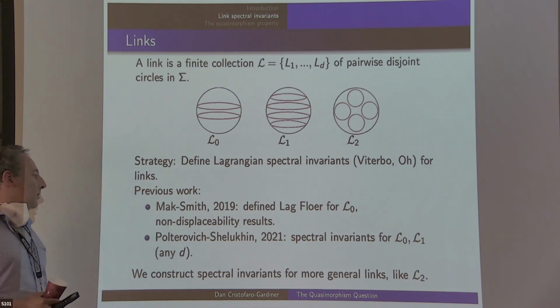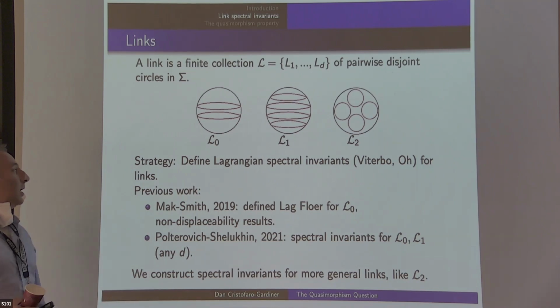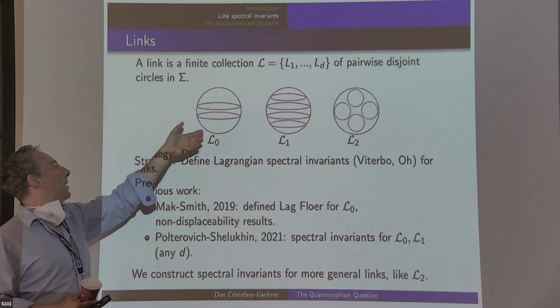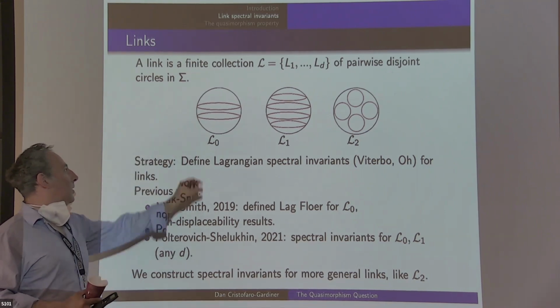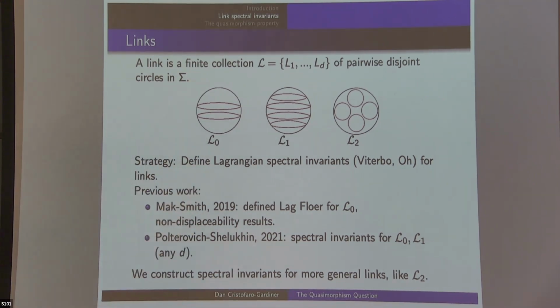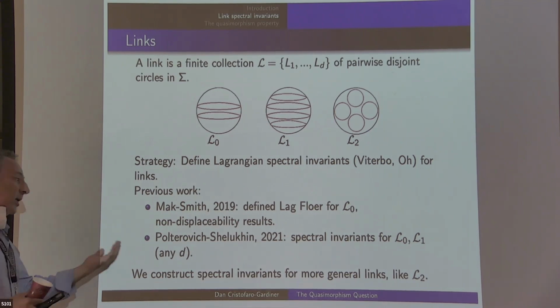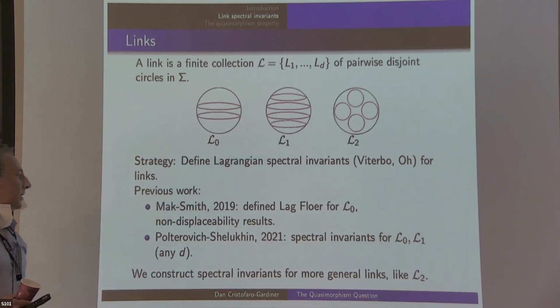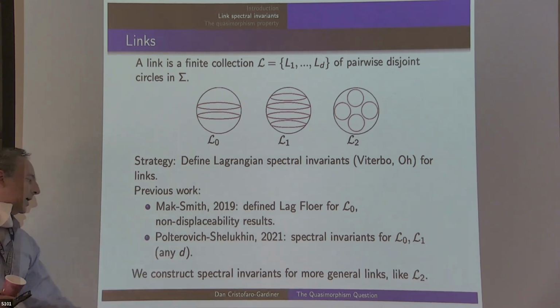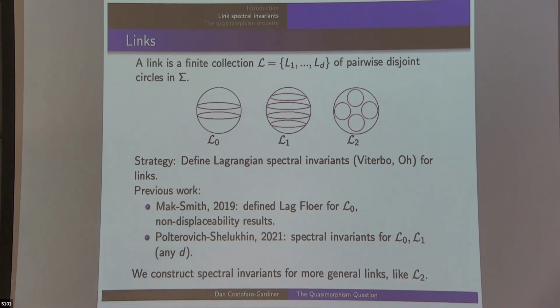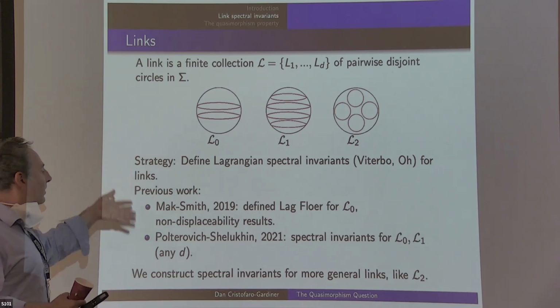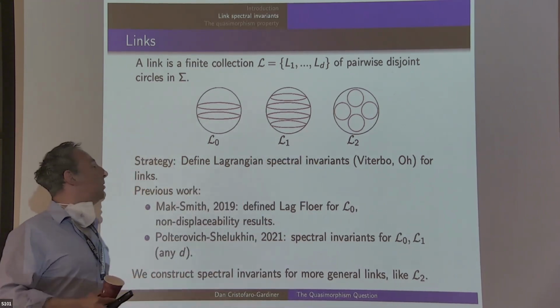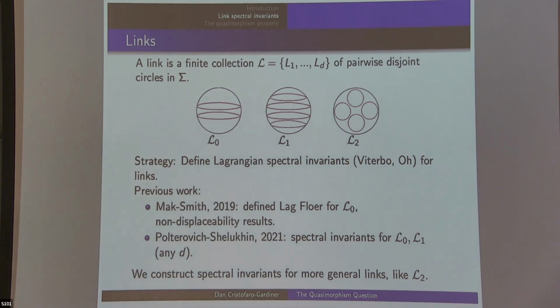The two very relevant works are, first of all, Mak and Smith. They also thought about this issue of how to define a non-vanishing Floer homology for links like this, where each component is displaceable, and they defined a non-vanishing Floer homology. Then Polterovich and Shelukhin addressed how to use this non-vanishing Floer homology to define spectral invariants for links like this. So here's a 4-component link. They have an analog of this for d components for any d. They showed some very interesting applications. Those are both influential previous works in this area. Our work generalizes the previous works, and it also allows for more general links like this L2, but also links like this in a surface of arbitrary genus. Are there any questions about the general setup or the plan of attack?